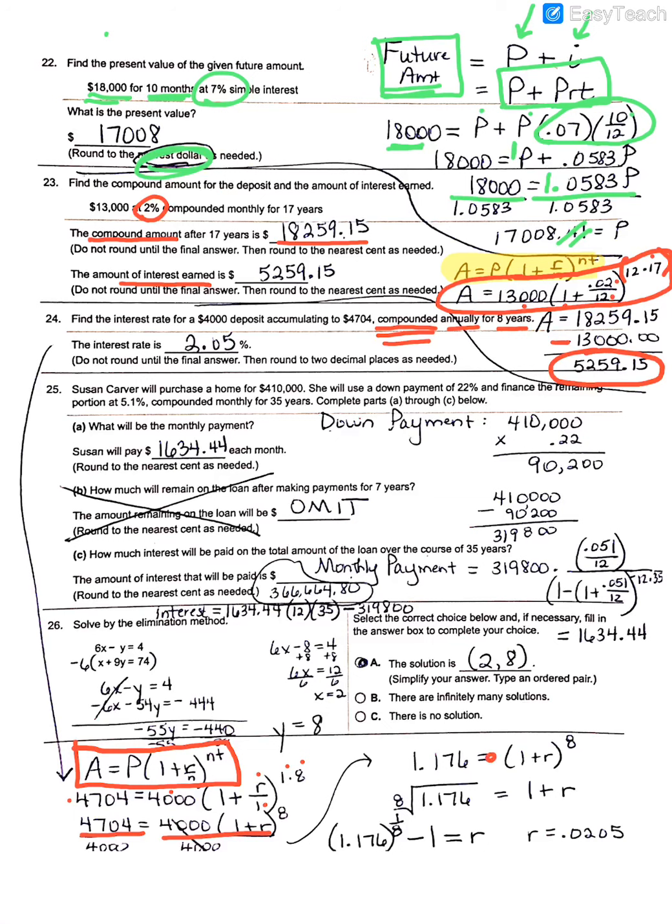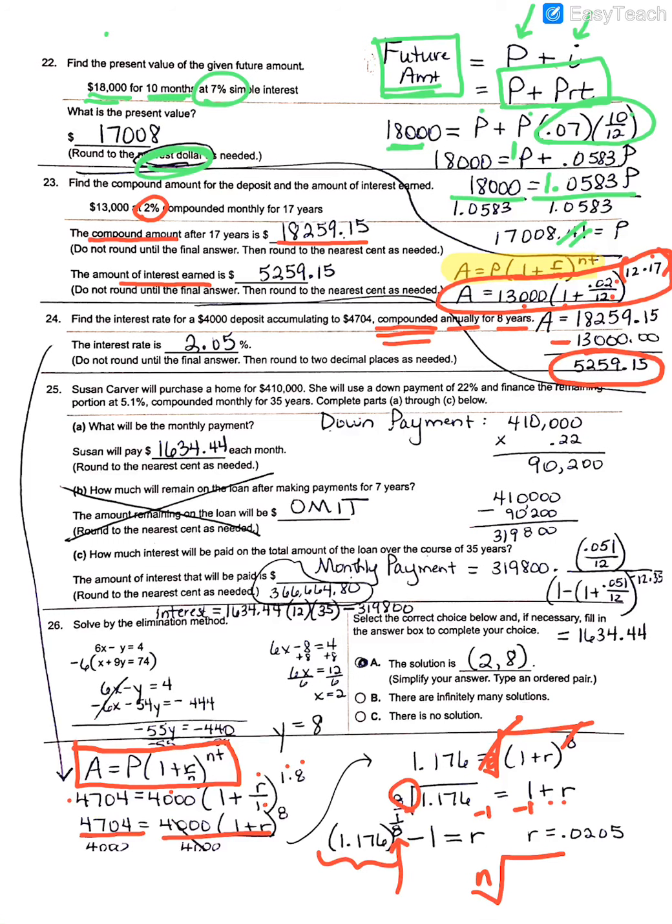I didn't show it here, but what happens is that root cancels that power, which is why you're left with just 1 plus R. And then, of course, I subtracted 1 on both sides at that point. Now, to punch this into a calculator, if you have an nth root button that looks like this, you can type it in directly. If not, you've got to know that an eighth root is the same as a power of 1 over 8.